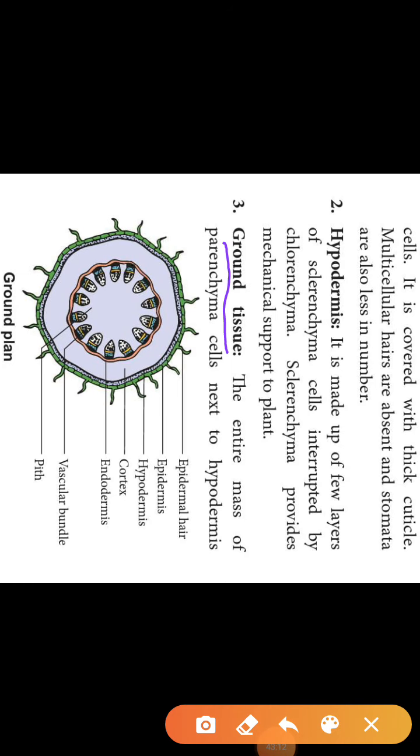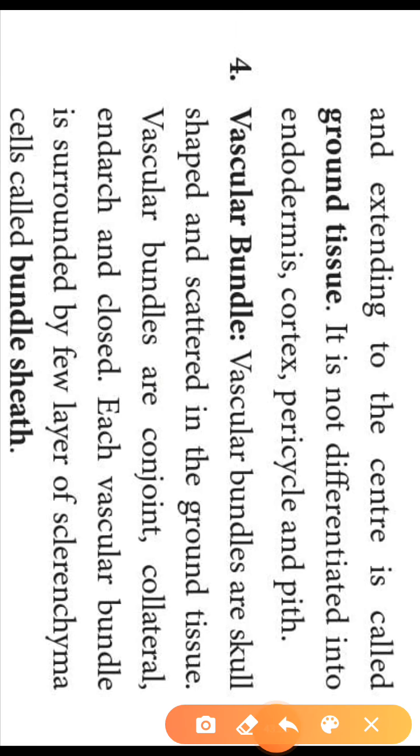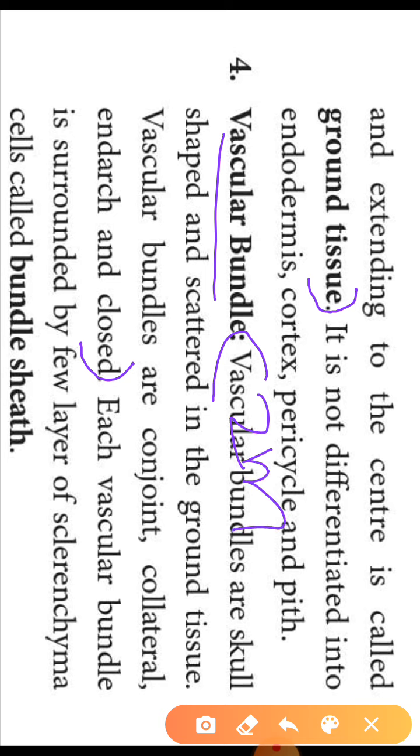Next question. Define ground tissue. Starting from the next page, fully ground tissue. Up to ground tissue. Next, what is vascular bundle? Vascular bundle, up to closed. This is also a 2-mark question. The last one is define bundle sheath. Vascular bundle up to bundle sheath. This is also a 2-mark question.